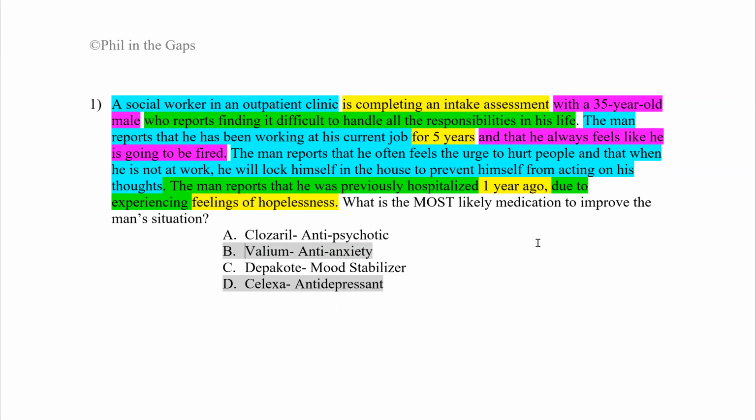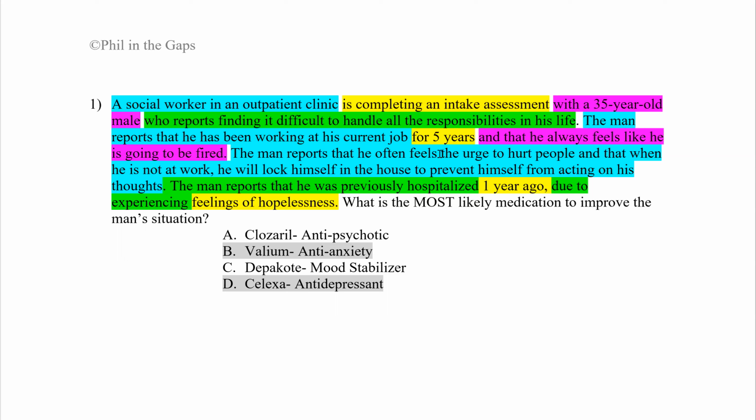Because we're not really seeing any anxiety symptoms. And if we are seeing any anxiety symptoms, it's feeling like he's going to be fired, which could be paranoia at this moment because it's been so long, which could be a delusion when even presented with factual information. That is jading his perspective of what he's actually seeing in his situation. So now we're in between A, Clozaril, or C, Depakote.